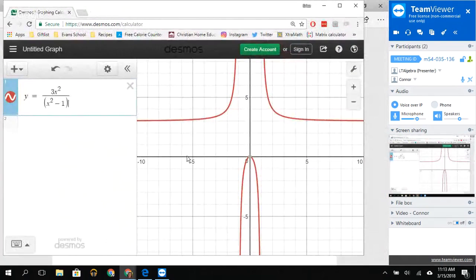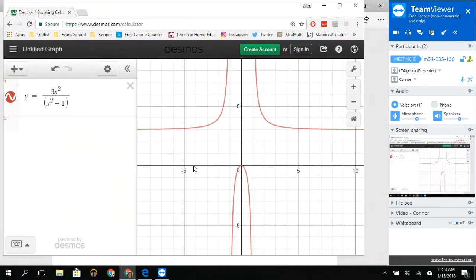All right, so we have a very cool looking function here. I think it looks cool, right? What we have going on is two parabolas that are competing against each other, right? We have 3x squared, and that's competing against x squared minus 1. They're competing against each other to figure out what value of y you're going to get.